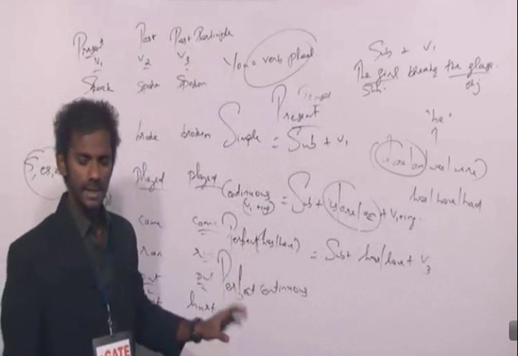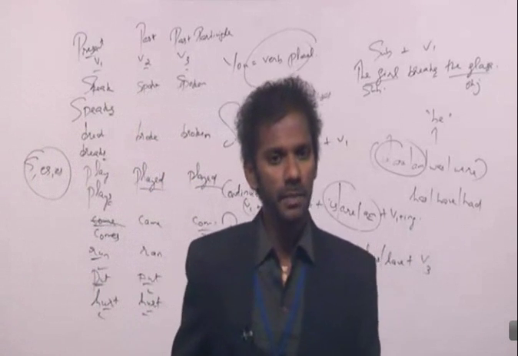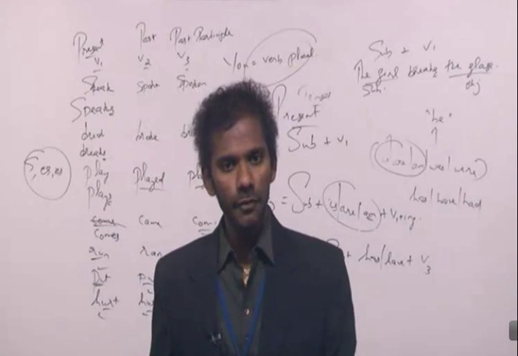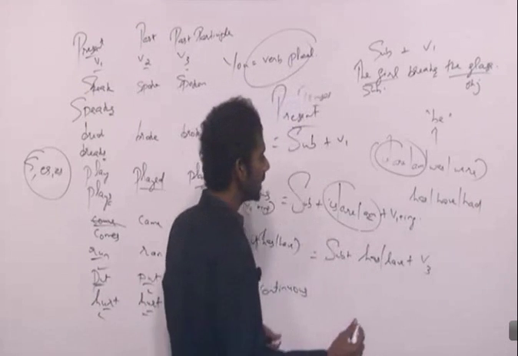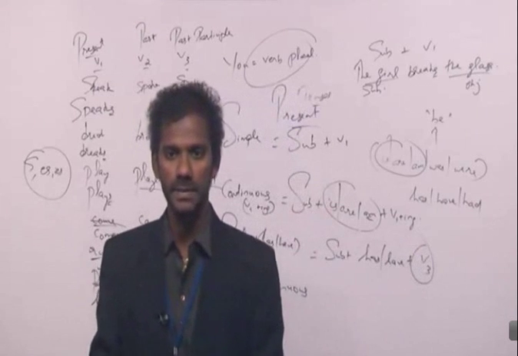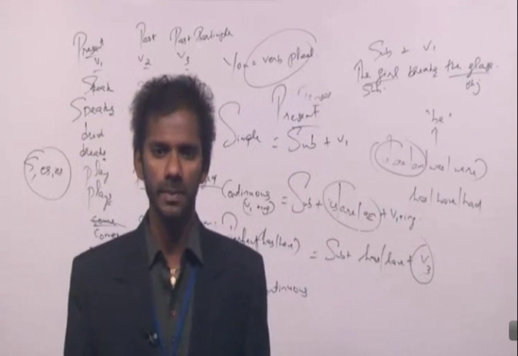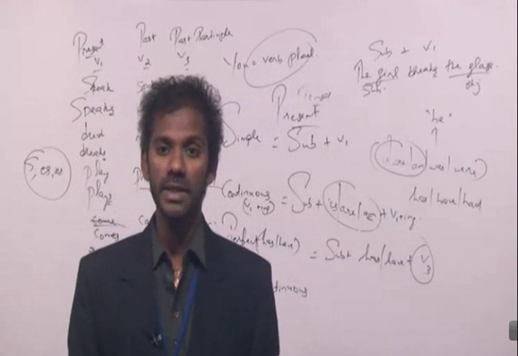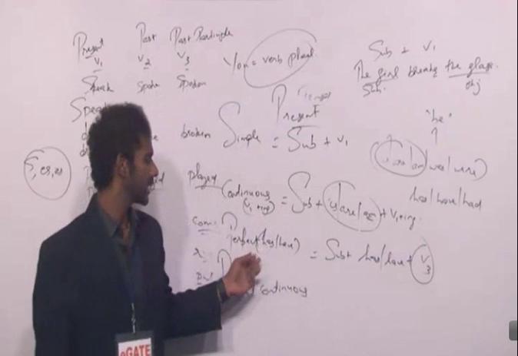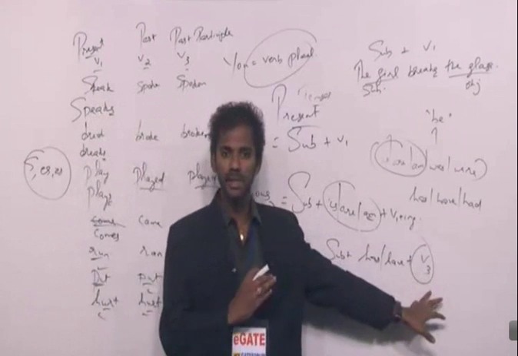Now the rule is this: in perfect tenses, whether it is present perfect or past perfect or future perfect, only V3 comes and V3 must come. That is the rule. Clear? So present perfect means think of has or have. And as it is perfect, V3 must appear.